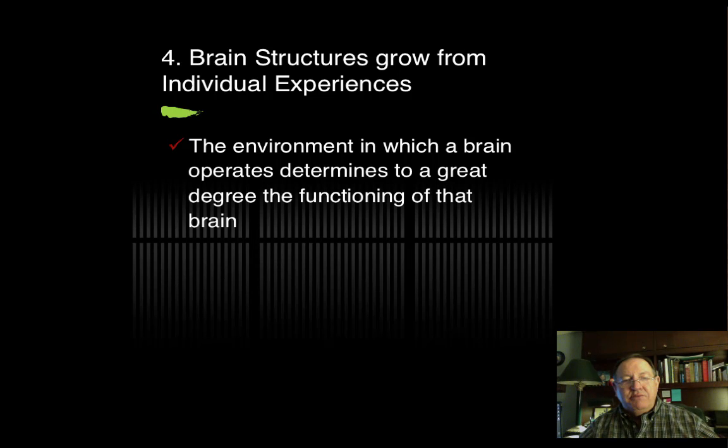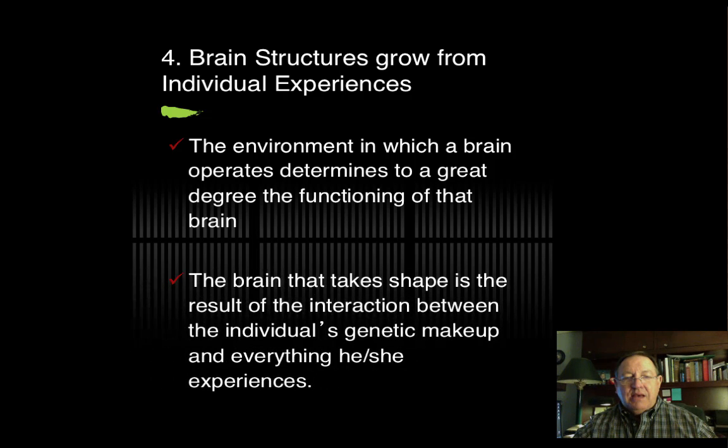Brain structures growing from individual experiences. The environment that we create for our children helps them learn, and it has a great deal to do with the functioning of that brain. The brain that takes shape is the result of the interaction between the individual's genetic makeup and everything else they experience. So they're born with a certain genetic makeup, and then we fill it out as much as we can with individual experiences.